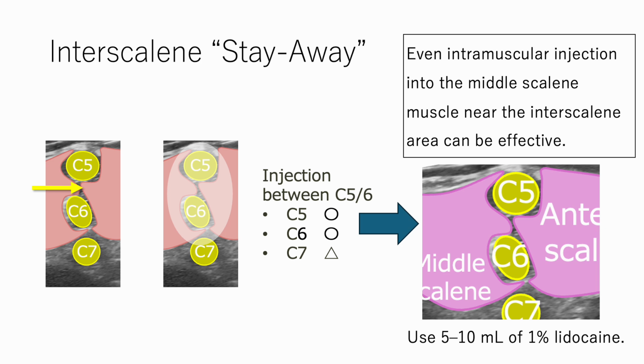But actually, we don't need to take that risk. Injecting into the middle scalene muscle, just before reaching the roots, can provide identical, excellent analgesia. In the emergency department, our goal is simply pain relief. So, instead of going close to dangerous structures, let's focus on staying safe while still providing effective analgesia.